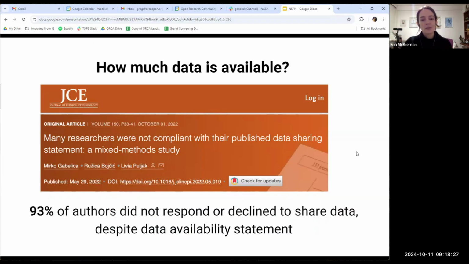So they were looking at papers where authors had actually said they would provide the data if requested. That's what they mean by a data availability statement. These authors have said, yes, the data are available. But when they went and asked for those data, 93% of authors either didn't respond at all or declined to share. So that is a huge chunk, especially coming from folks who supposedly are inclined to share. So really a problem with a lack of access.